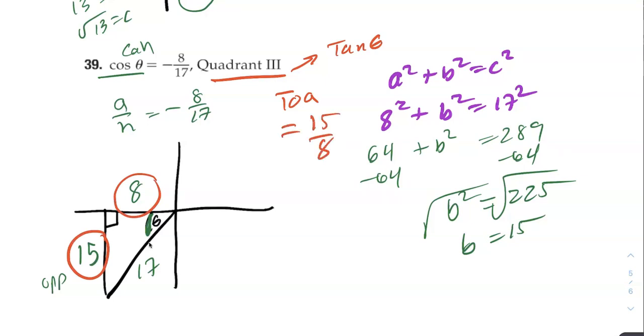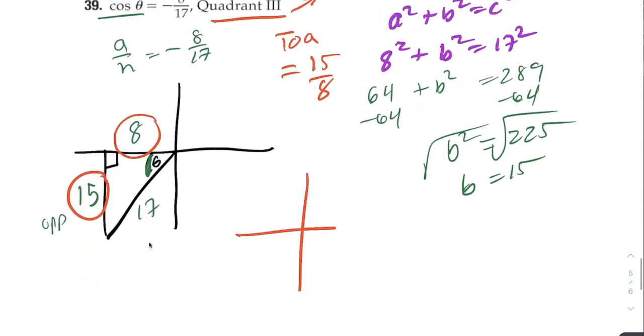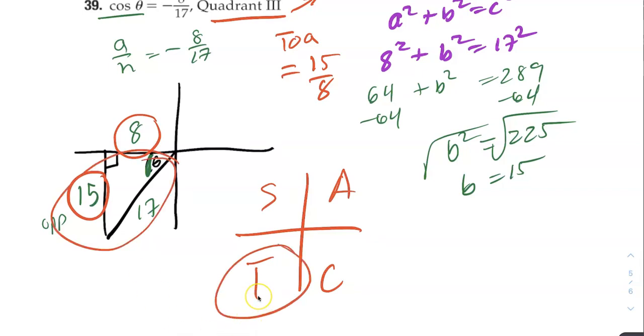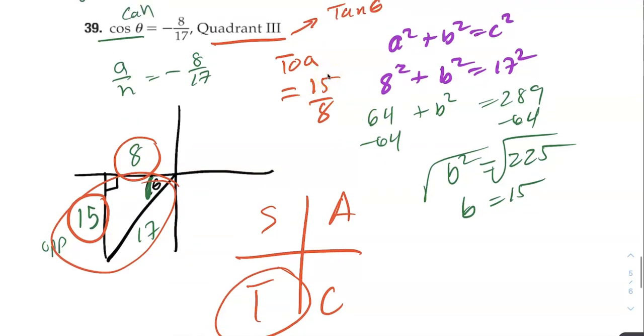I just have to figure out the sign for 15/8. What's one that always works? The sine chart. All students take calculus. We're in quadrant 3, so my thing is in quadrant 3. That is tan, so only tan is positive. Hey, I'm doing tan, so 15/8 is positive. Everything else would be negative. And that's the idea.